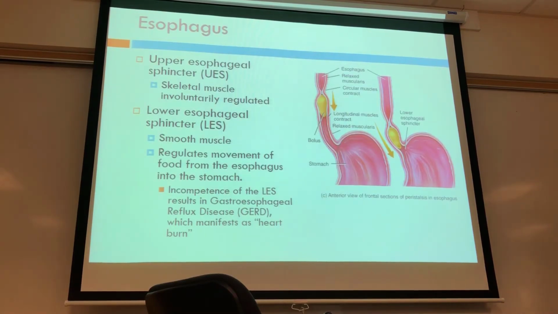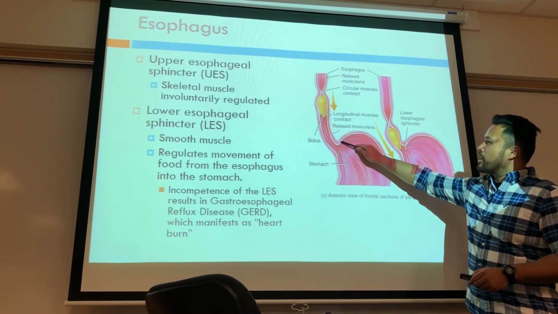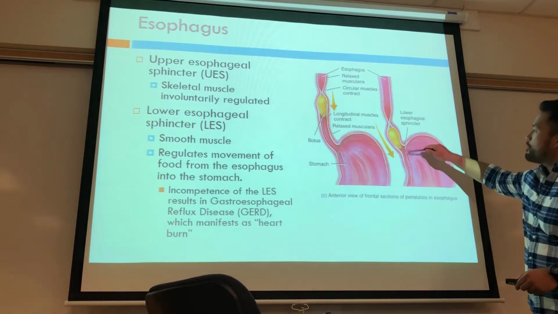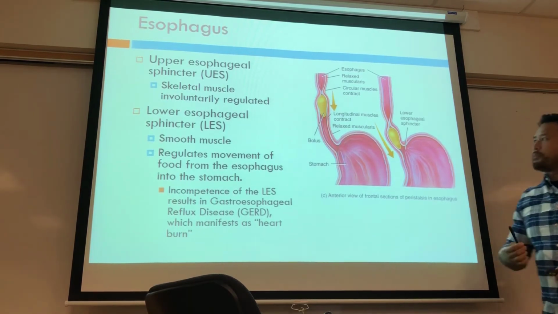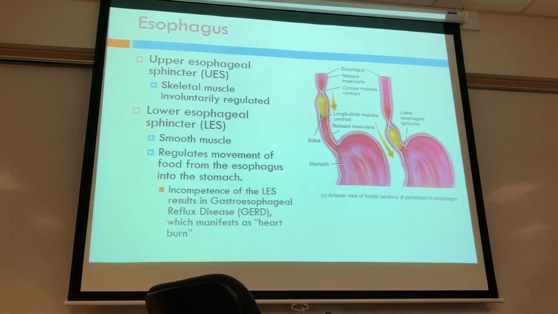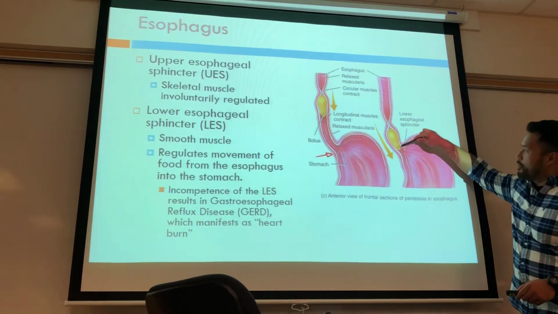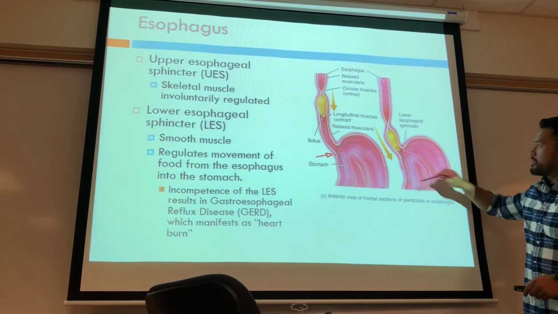Now the different sphincters of the esophagus: the upper esophageal sphincter, which is involved during swallowing, and then the lower esophageal sphincter, which is located below. The lower esophageal sphincter is the one that separates the stomach from the esophagus, and that area is right over here. This allows that bolus of food to make its way through into the stomach.